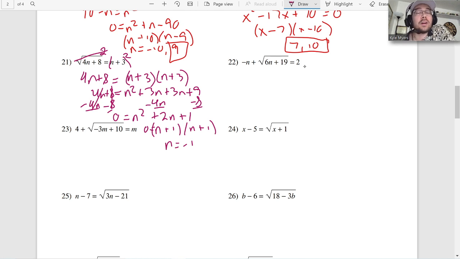Now, notice before I was saying negatives normally don't work, but let's look here for a second. If we plug in negative 1, starting on the left-hand side, 4 times negative 1 is negative 4. Negative 4 plus 8 is 4. The square root of 4 is 2. So on the left-hand side of the equation for number 21, we have positive 2. Well, if I plug in negative 1 on the right-hand side, negative 1 plus 3, that's also positive 2. So actually, this works. This is the first time that a negative answer works.